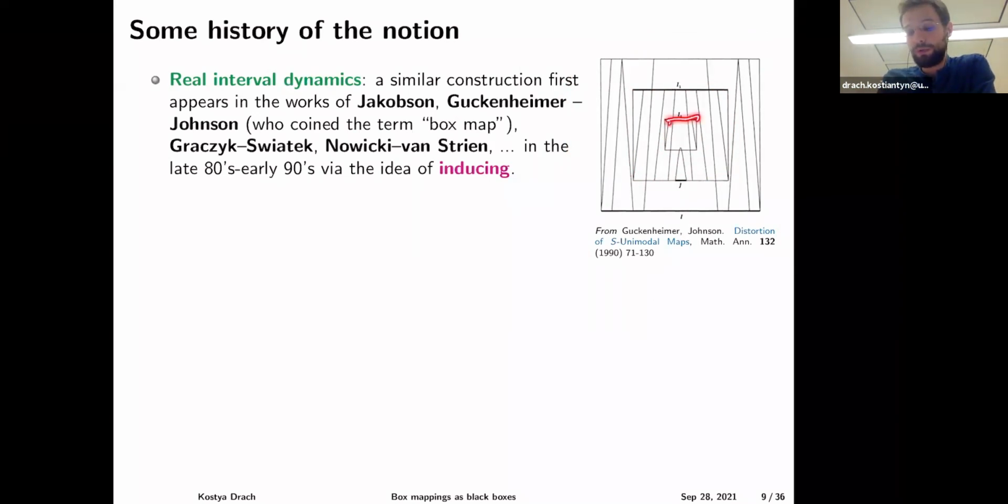For these intervals, we define smaller and smaller branches. And in some versions of this inducing scheme, these branches were required to be all univalent or monotone in this setup. And of course, later on, it was prominent in the work of Graczyk and Świątek, and then Nowicki and van Strien, and probably many others, whom I apologize to if I didn't mention some names.